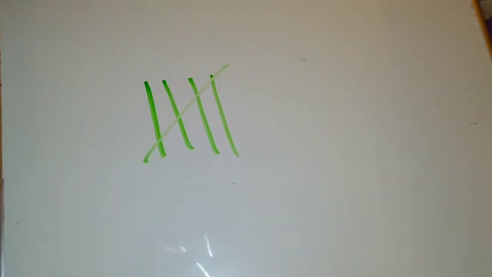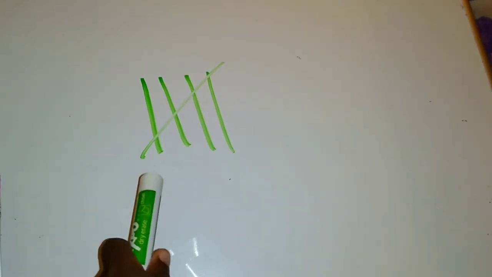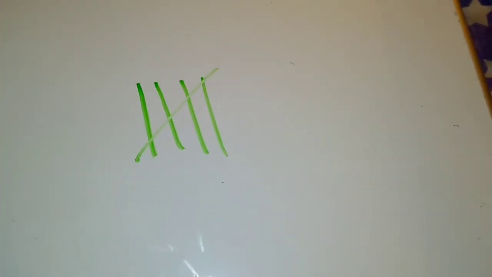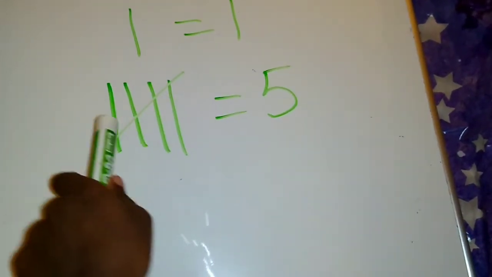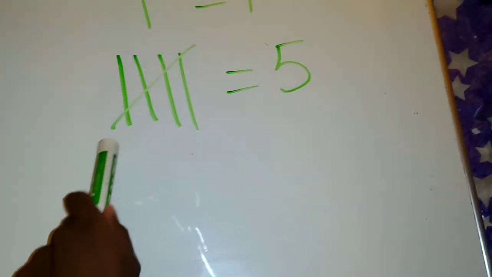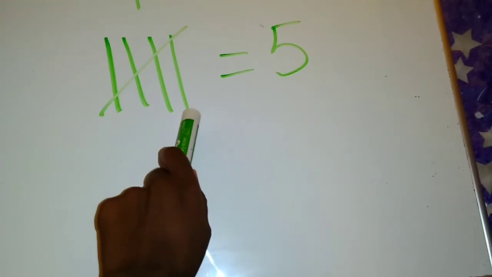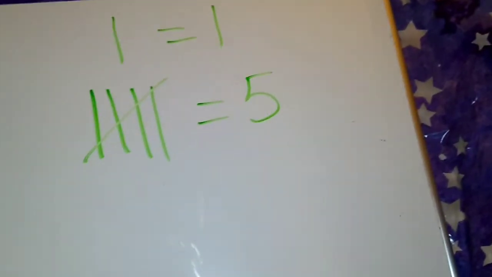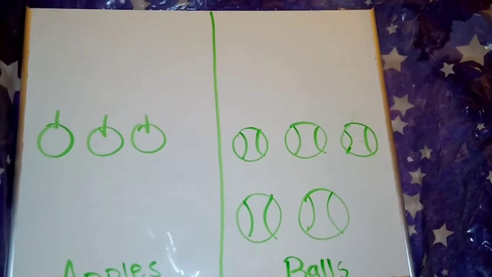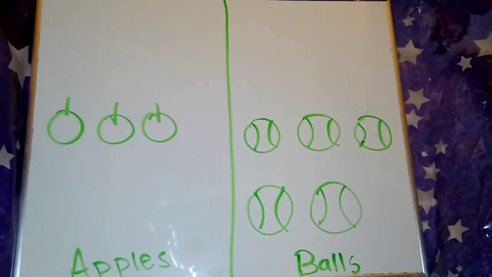Usually with tally marks, it's set for a group of 5. So this here will represent the number 5. I'm going to show you all tally marks today. Remember this, that one tally mark equals 1, and when we have 4 individual tally marks like this and one slanted across, that equals 5. Alright, so today we're going to count these objects using tally marks.